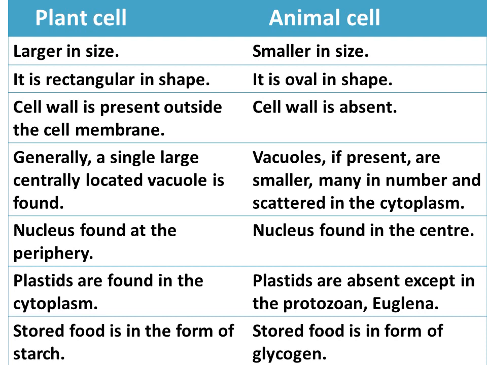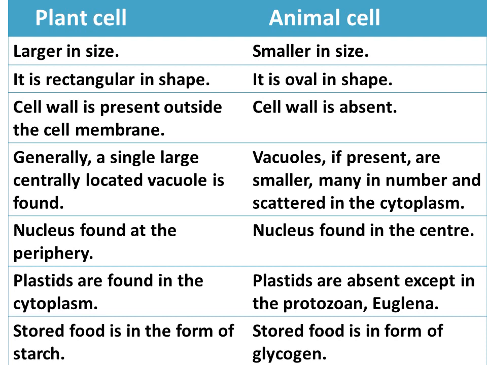In case of animal cell, nucleus is found at the center. In case of plant cell, plastids are found, and in animals plastids are absent. This is a very important point. Write down. Plastids are present in plant cell and they are absent in animal cell. Exceptions are there, protozoans and euglena.